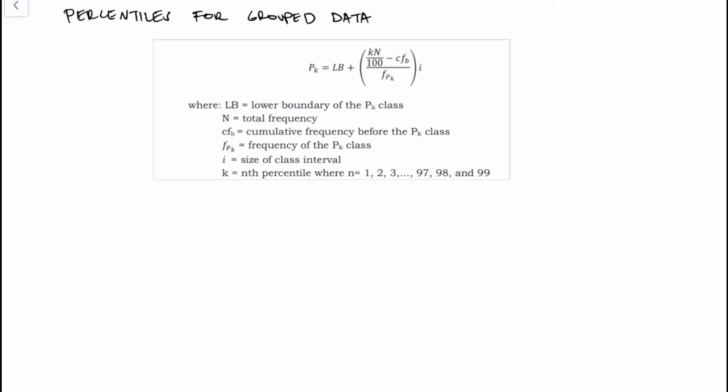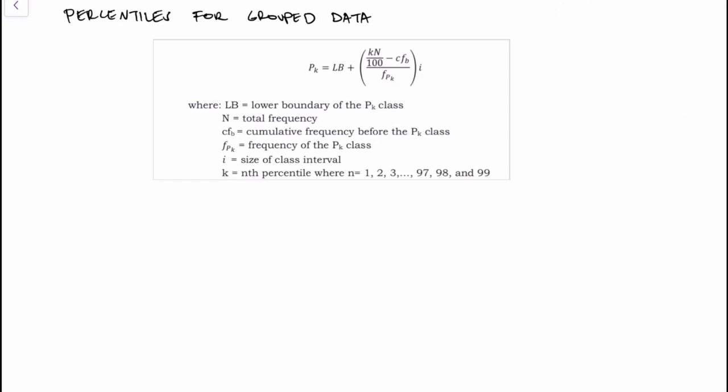In such an organization of data, 1% falls below P1, 2% falls below P2, and so on until it reaches 99%, which falls below P99. Now, the formula for getting the percentiles for group data is Pk equals Lb plus (kn over 100 minus CFB) all over Fpk, multiplied all by I.